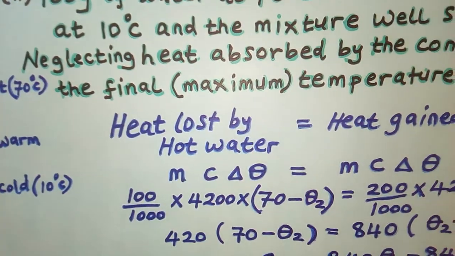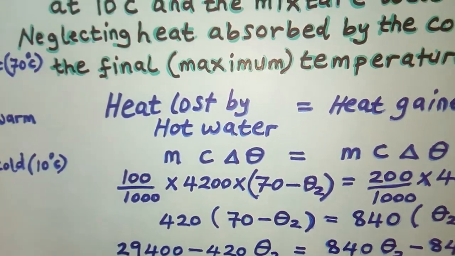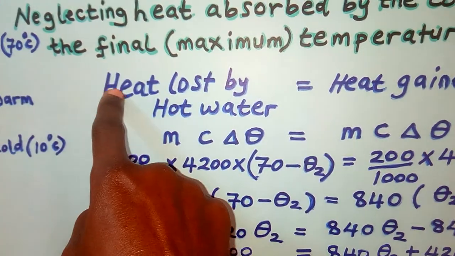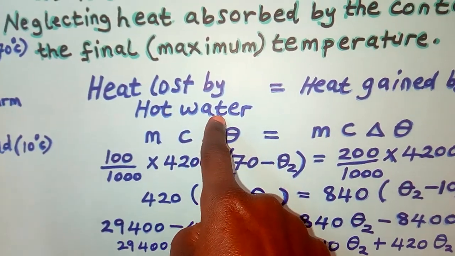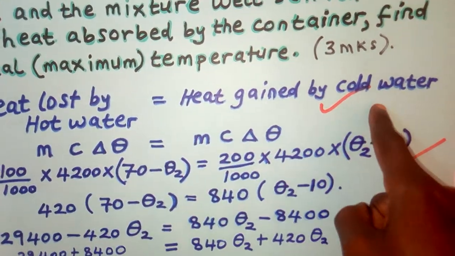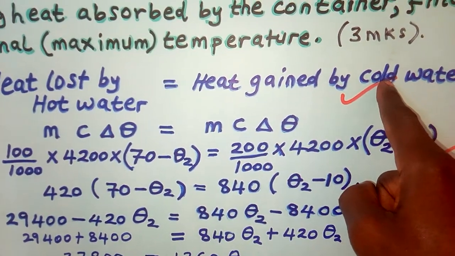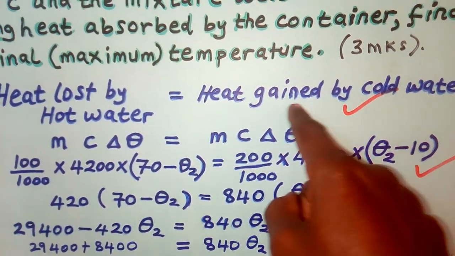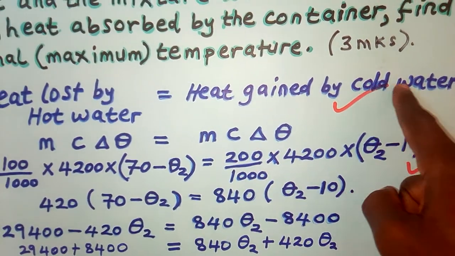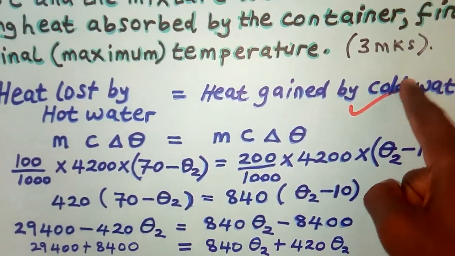So let's go to our calculation. We have realized that the hot water loses heat. So heat lost by hot water equals heat gained by cold water. But in reality, this cold water is in a container. So when the cold water gains heat, even the container gains heat.